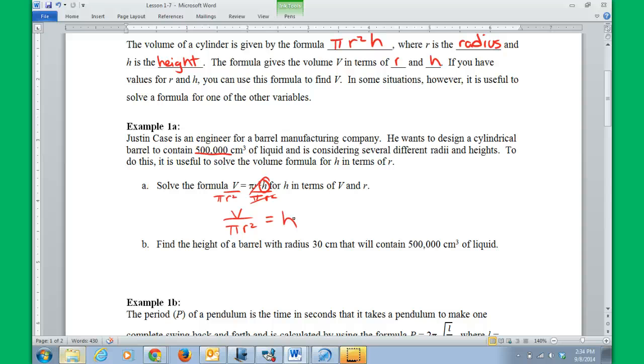Part B says find the height of the barrel with a radius of 30 and that will contain 500,000 centimeters cubed of liquid. So we're going to replace our V, our volume, with 500,000. And we're going to divide that by pi times 30, and we're going to square that 30. So if you put that in your calculator, it's going to be rounded a little bit, 176.8 centimeters should be the height.